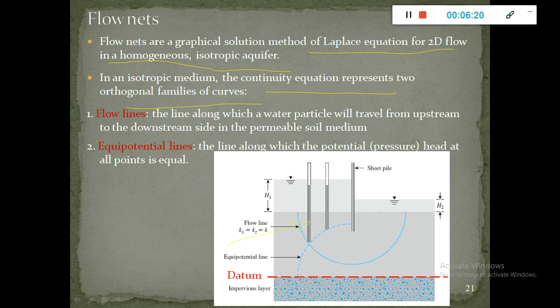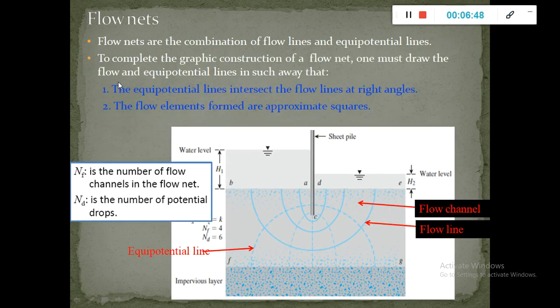Flow line is basically the line along which the water flows inside the soil. This blue color line is basically the flow line. An equipotential line is the line along which the potential pressure head is also equal. This is the line which is drawn like this. This is nothing but the equipotential line. So what do you mean by flow net? Flow net is basically the combination of flow lines and equipotential lines.